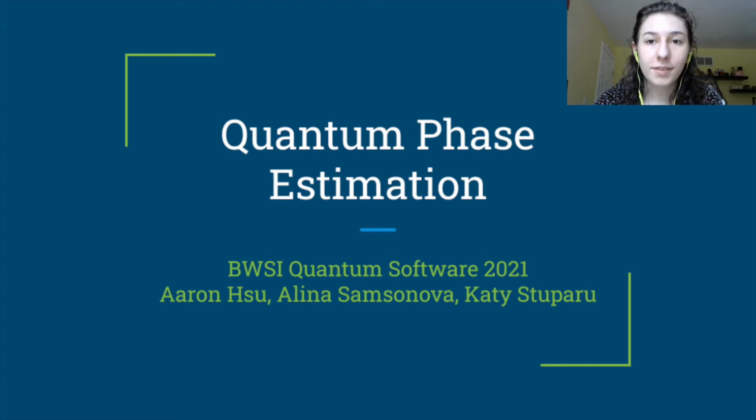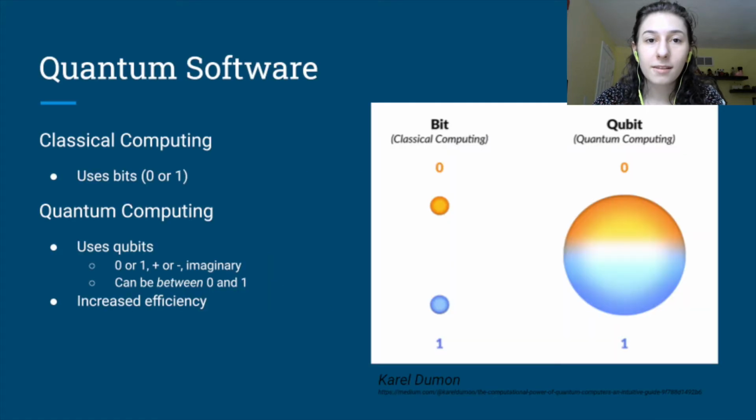Quantum software involves a computing method that increases efficiency and gives us the possibility to solve problems that are not possible classically. Classical computers use bits, which can be 0 or 1, to encode information. Quantum computers, on the other hand, use qubits. Qubits can be 0 or 1 as well, but they could also be both at the same time. This means that they have some degree of zeroness and oneness.